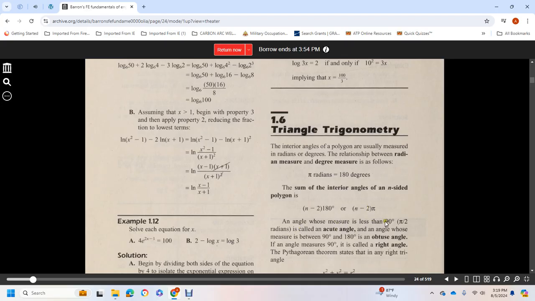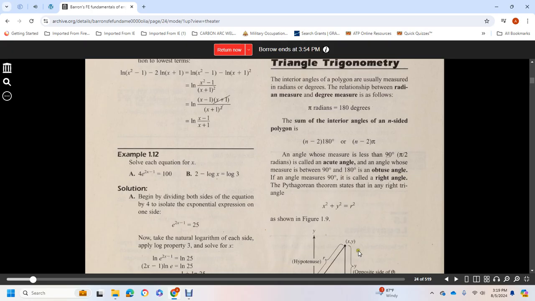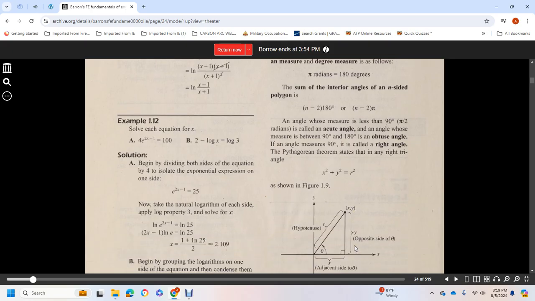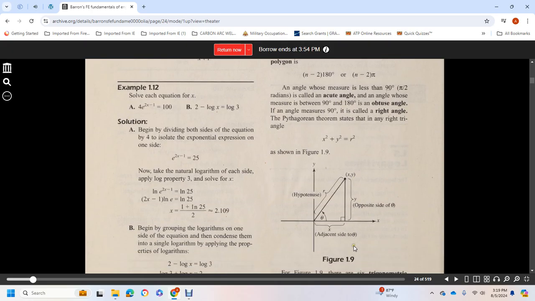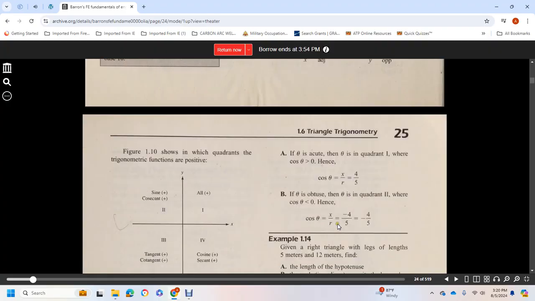An angle whose measure is less than 90 degrees, or pi divided by 2, is called an acute angle. An angle whose measure is between 90 and 180 degrees is called an obtuse angle. If an angle is 90 degrees, it's called a right angle. The Pythagorean theorem states for right triangles that x squared plus y squared is equal to r squared, as shown in figure 1.9, which shows the hypotenuse r, x, y, and the opposite side and adjacent side to the angle.